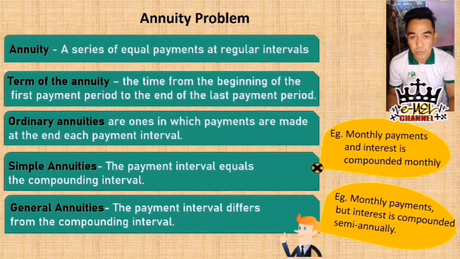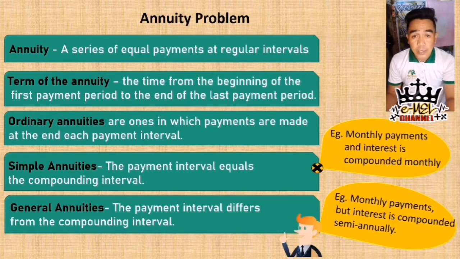However, if the payments are made at the beginning of the payment interval, we call it an annuity due. Now, for a simple annuity, the payment interval equals the compounding interval. For example, if the payments are made monthly and the interest is compounded monthly, we call it a simple annuity. On the other hand, a general annuity is one where the payment interval differs from the compounding interval. Example: monthly payments, but interest is compounded semi-annually.